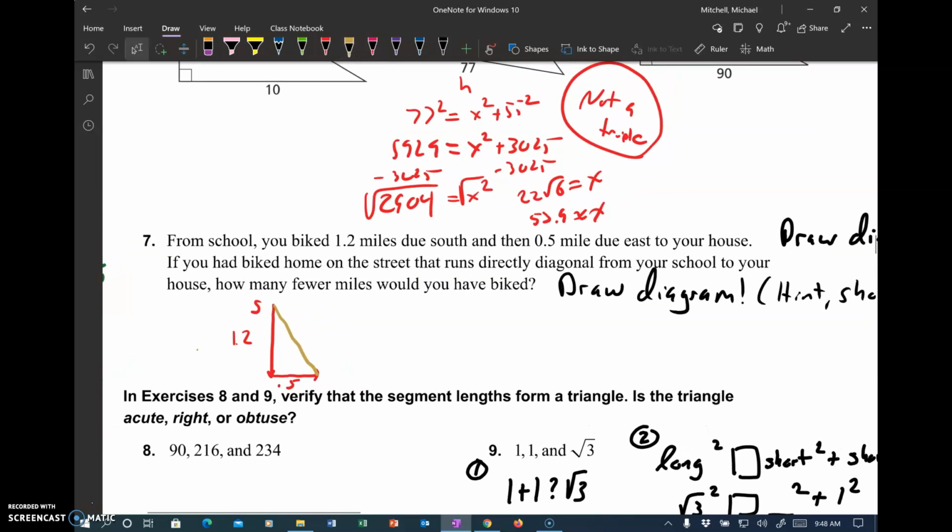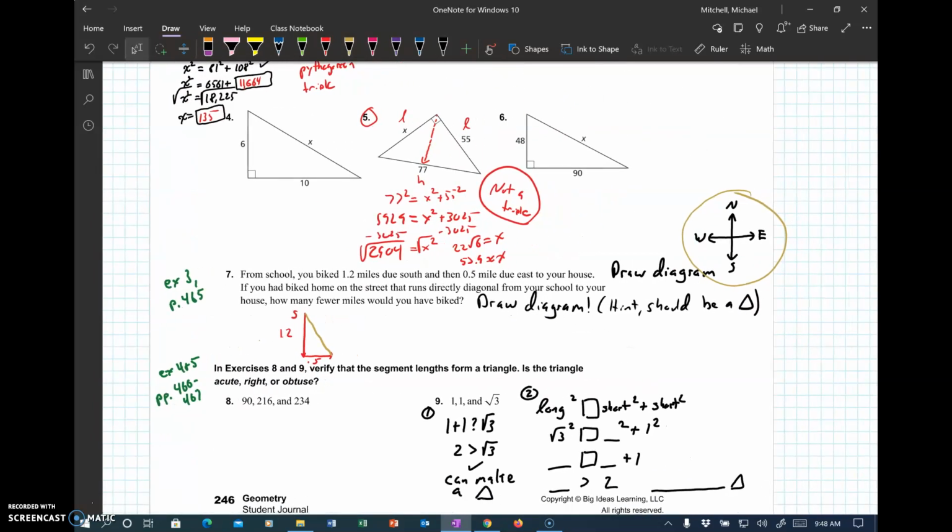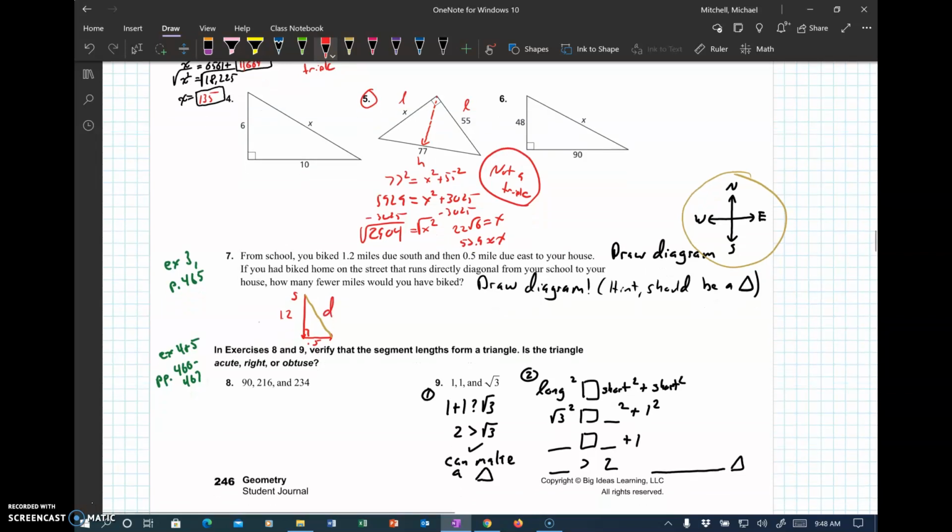Find the distance. Well, north and east make a right angle. So you've got a right angle here. You've got a right triangle. Find your distance right there.